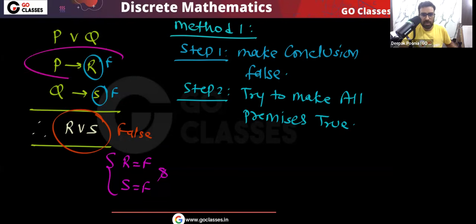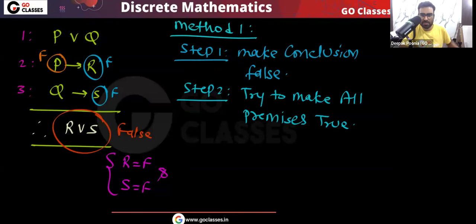So tell me how to make this second premise true. R is false. So can I make P true? I cannot make P true because true implies false will be false. I want to make all the premises true. So in this second premise, you can see I have to make P false. Correct? Very simple. I have to make P false.